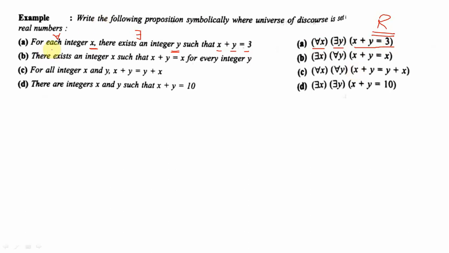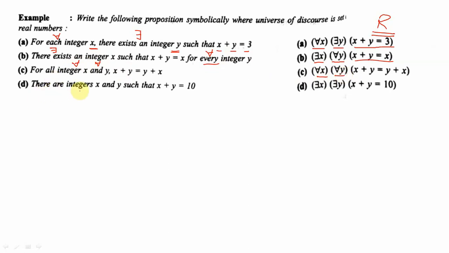There exists an integer x such that x plus y is equal to x for every integer y. So there exists x, for every y, x plus y is equal to x. For all integers x and y, for all x and for all y.